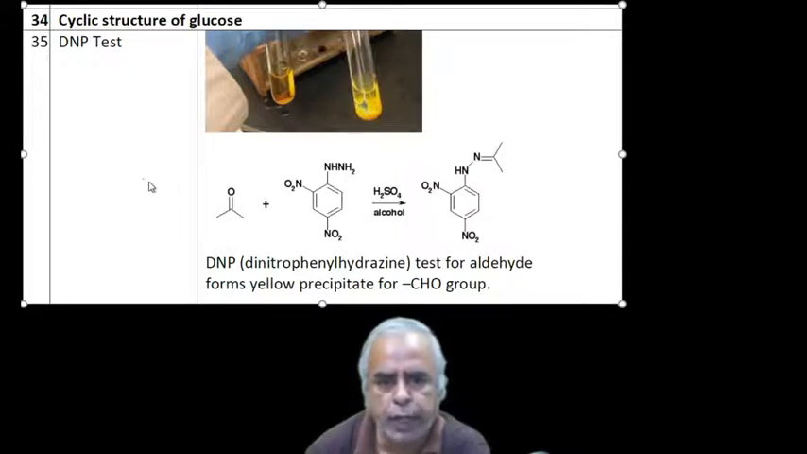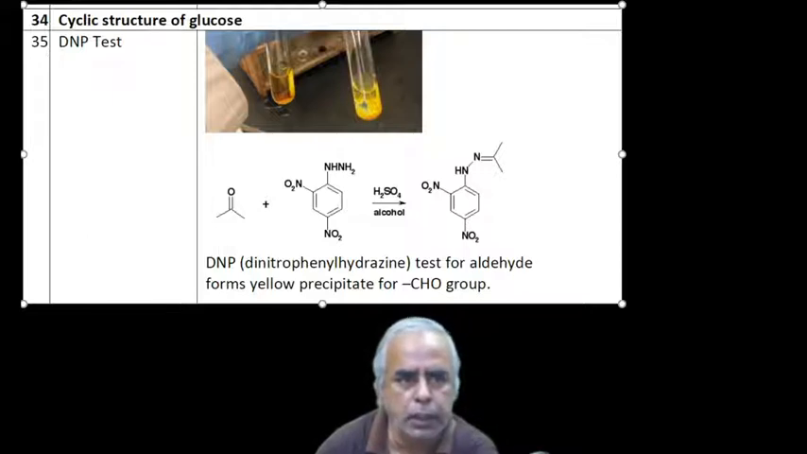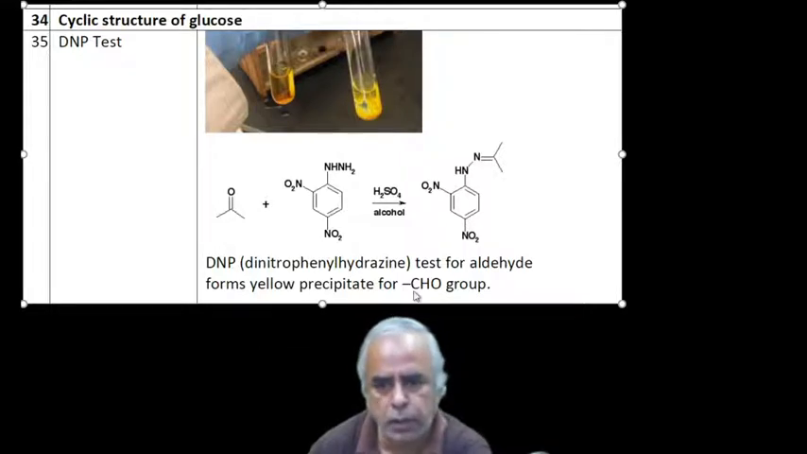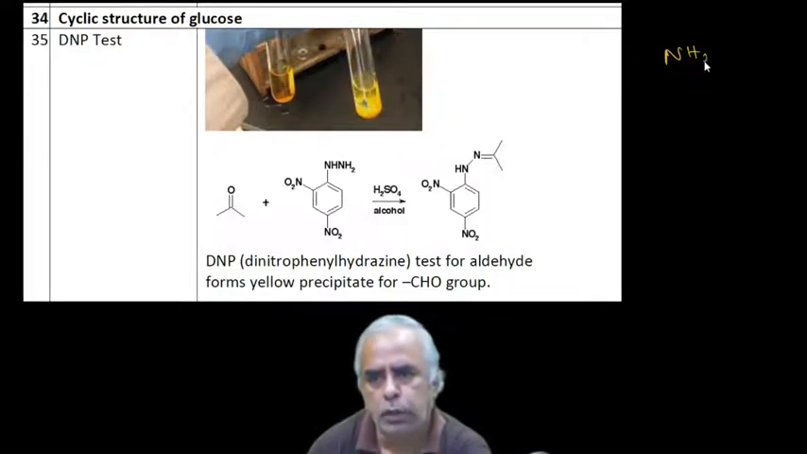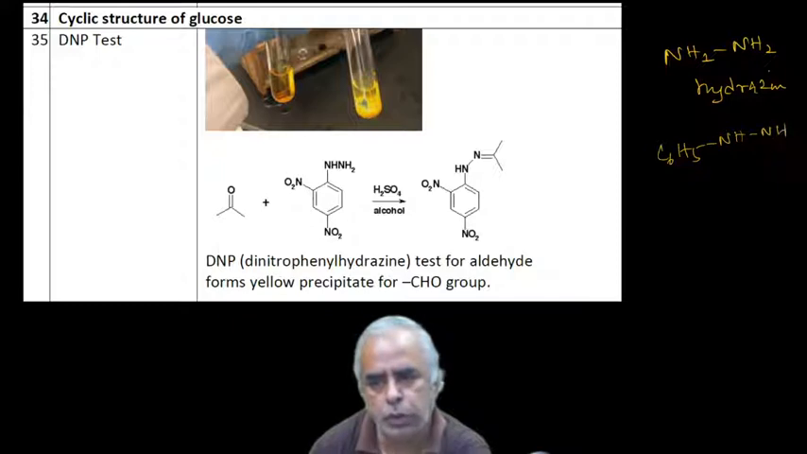Here we have something about hydrazine. What is the formula of hydrazine? NH2, NH2, is it not? So this is called hydrazine. Please note, take down hydrazine. And phenyl hydrazine means you can replace one hydrogen by a phenyl group, C6H5NH NH2. So this is called phenyl hydrazine. Okay, take down.